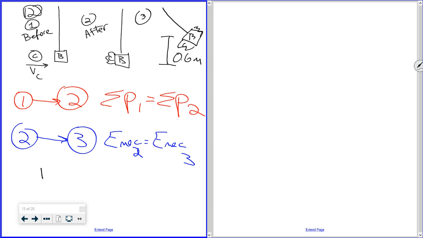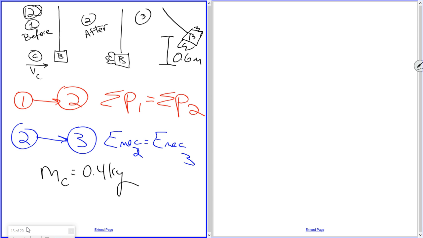I know that the mass of the clay is 0.4 kilograms. And I know that the mass of the block is 1 kilogram. And I know it goes 0.6 meters above the position. Okay, cool. So ultimately our goal is to find the velocity in drawing 1. So, since we're looking for the velocity at the beginning, let's start at the end and work back.